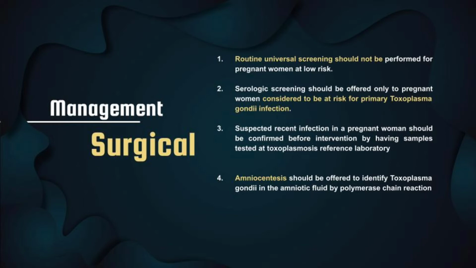Next, suspected recent infection in pregnant women should be confirmed before intervention by having samples tested at Toxoplasmosis Reference Laboratory. Also, amniocentesis should be offered to identify Toxoplasma gondii in the amniotic fluid by polymerase chain reaction. Next, amniocentesis should not be offered for the identification of Toxoplasma gondii infection at less than 18 weeks gestation and should be offered no less than 4 weeks after suspected acute maternal infection to lower the occurrence of false negative results.